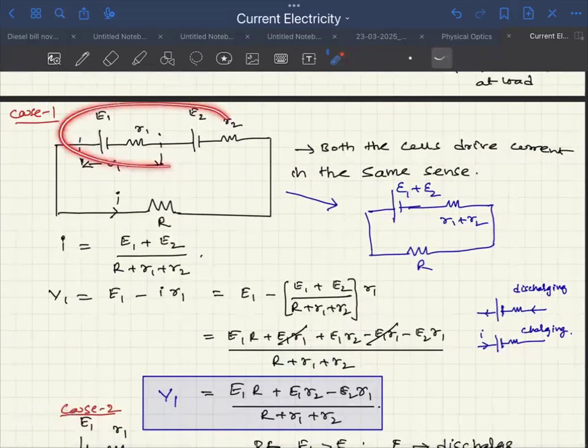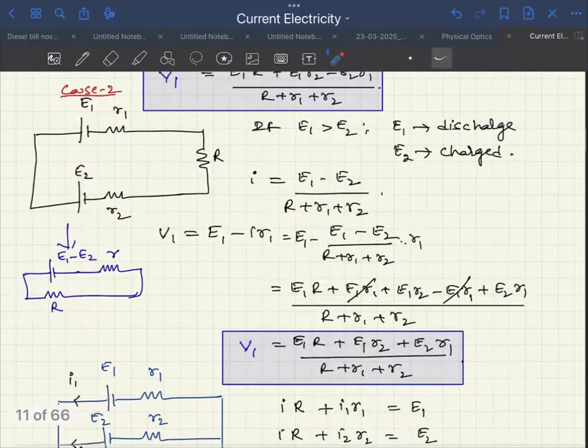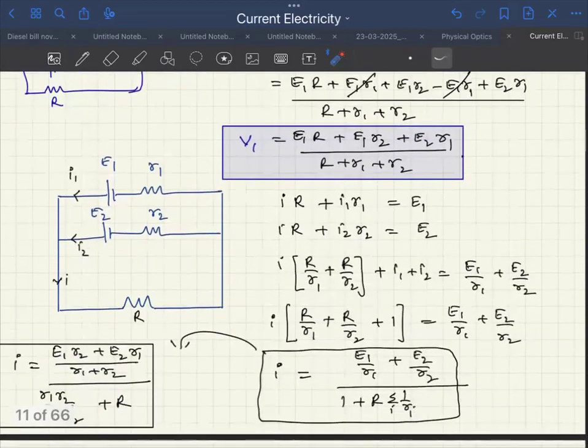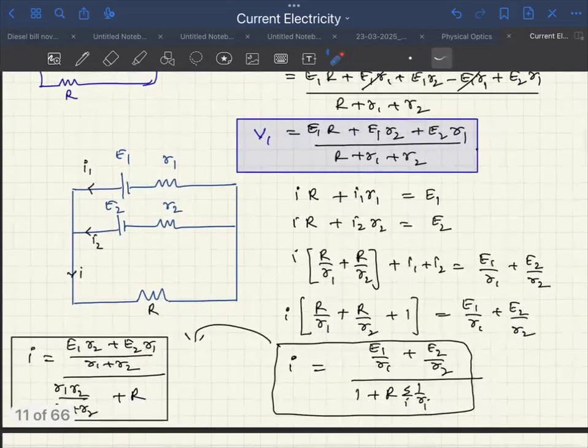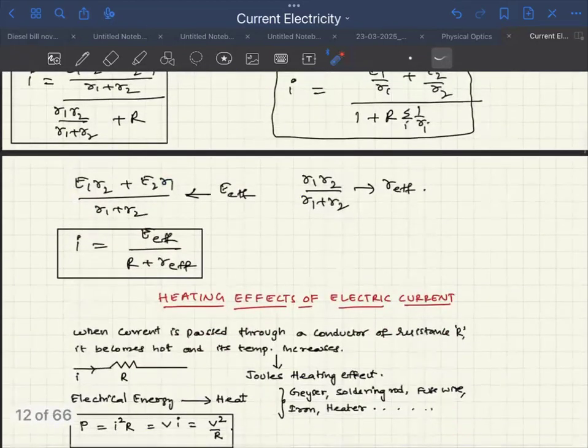This is series only. This is also series only. The only difference is the polarity is different. Now I will take a completely different case. This I will teach after teaching Kirchhoff's law. No issues.